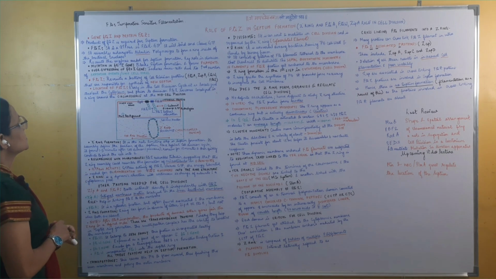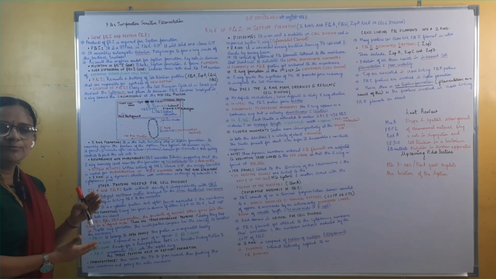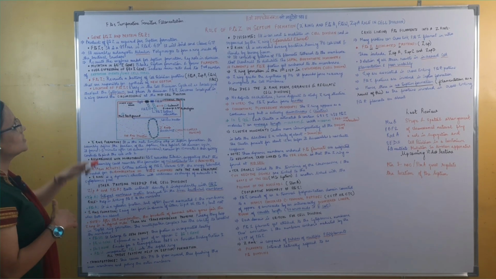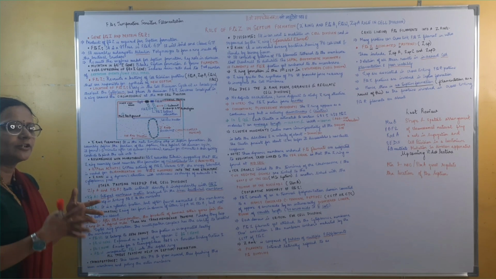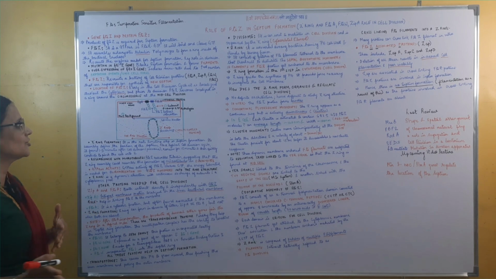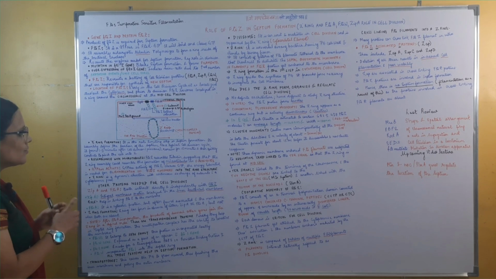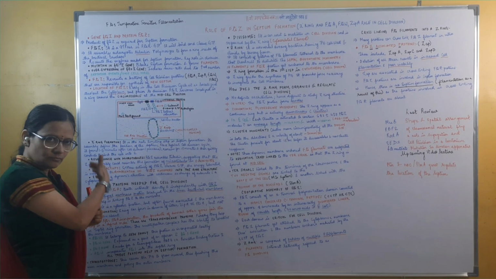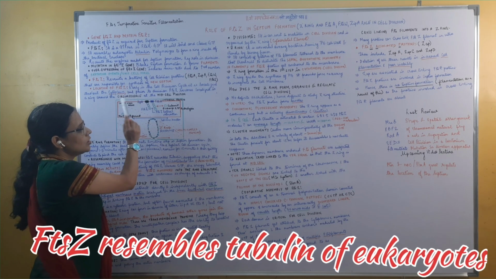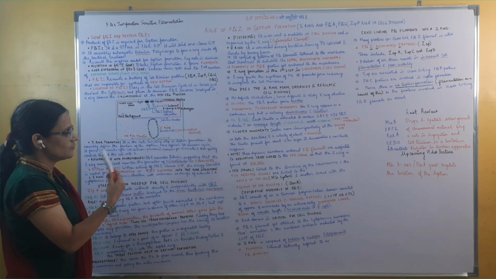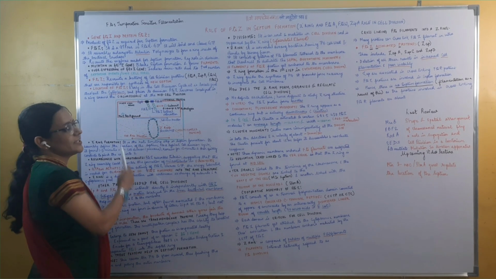FtsZ protein is somewhat similar to the tubulin protein in eukaryotes. FtsZ resembles the eukaryotic tubulin. I mean its function is almost similar to the tubulin protein in eukaryotes. So FtsZ undergoes polymerization and it forms a ring inside the bacterial envelope. The bacterial envelope consists of cell wall, cell membrane, and in some capsulated organisms you have a capsule also, but basically you have cell wall and cell membrane.